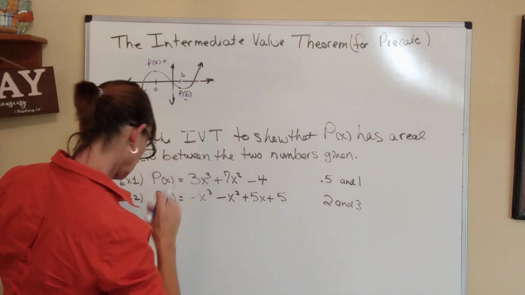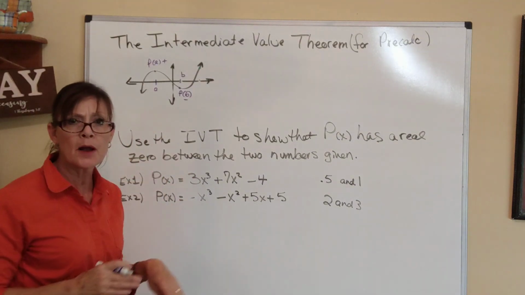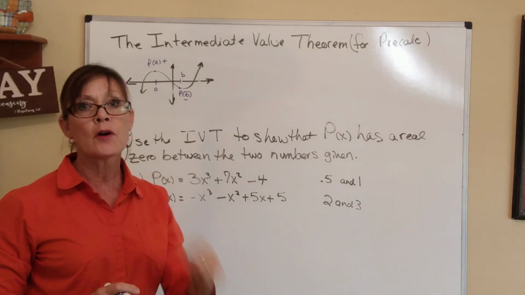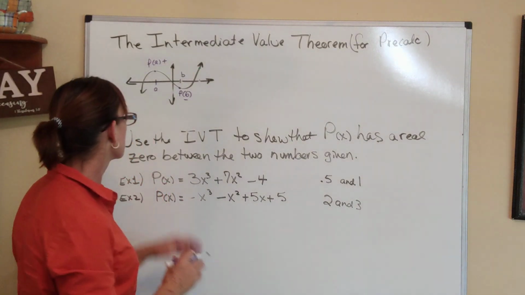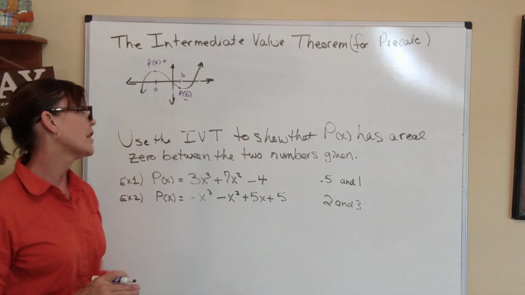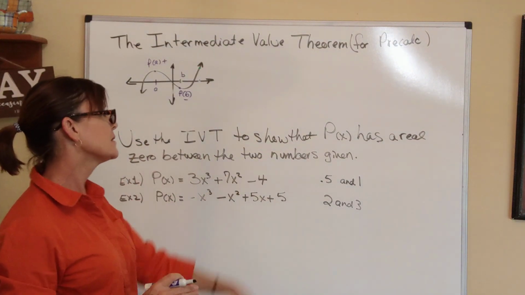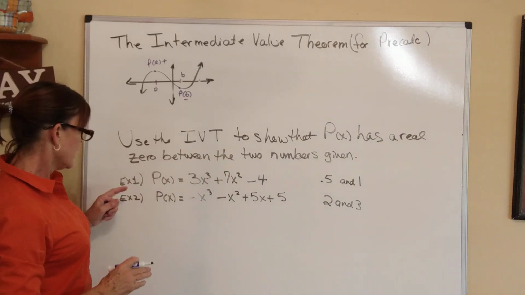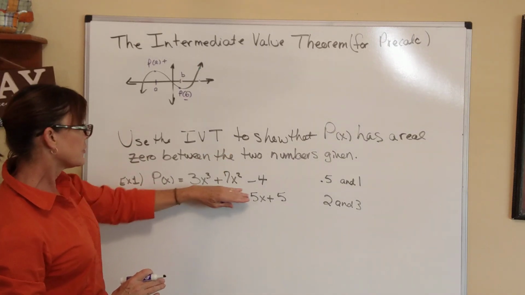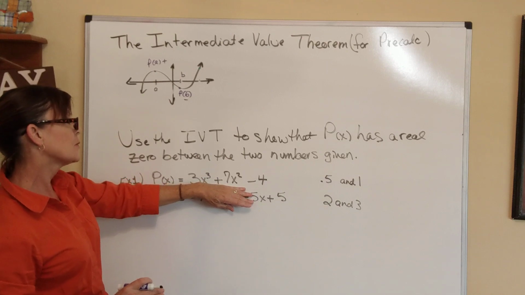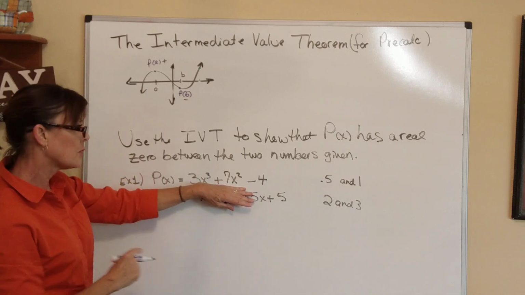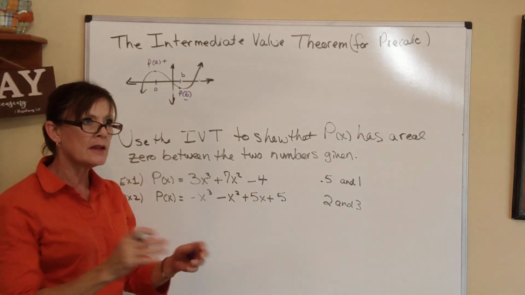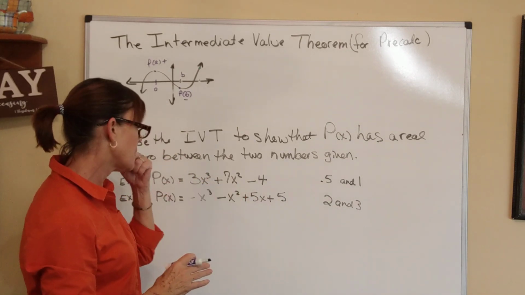So now you have a couple of homework problems, which I have said, and I mean this, will not be on your test, but you do have homework on it. So this is how you'll get through your homework. Use the intermediate value theorem to show that p of x, a polynomial, has a real zero between the two numbers given. So, example 1, p of x is equal to 3x cubed plus 7x squared minus 4. This is a polynomial. It fits the bill. It's got real coefficients. The powers are non-negative whole numbers. So yes, this is a polynomial.